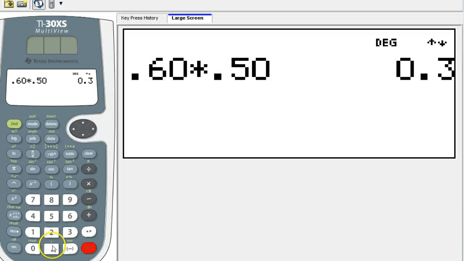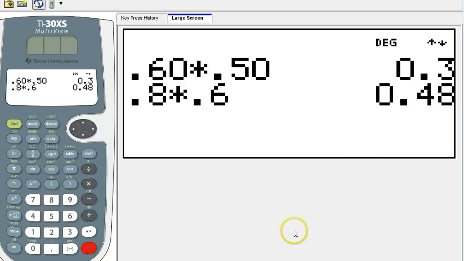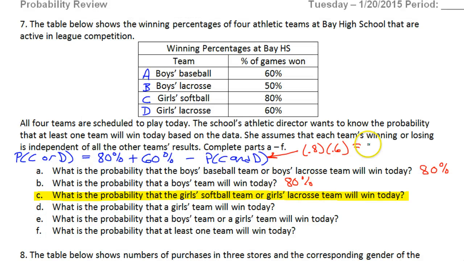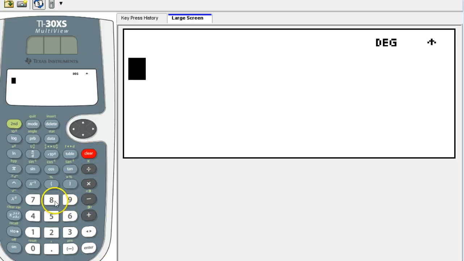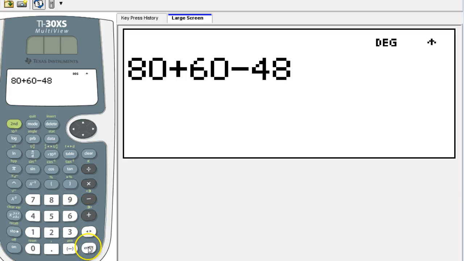Okay, so let's see. 0.8 times 0.6, that's 0.48. So in other words, 48%. So we are going to subtract that 48%. So 80 plus 60 minus 48. That's 92%.